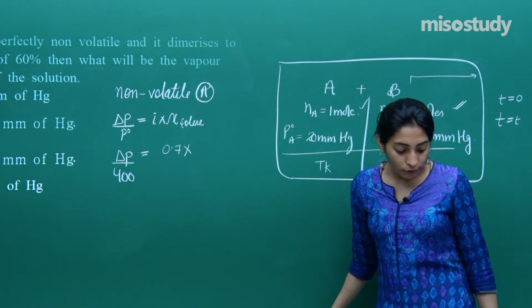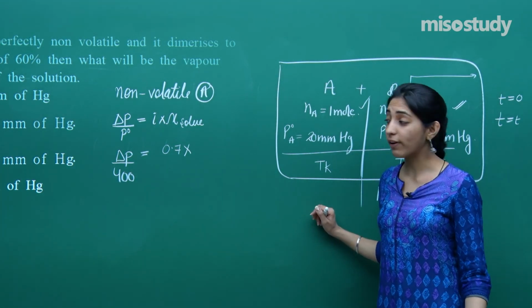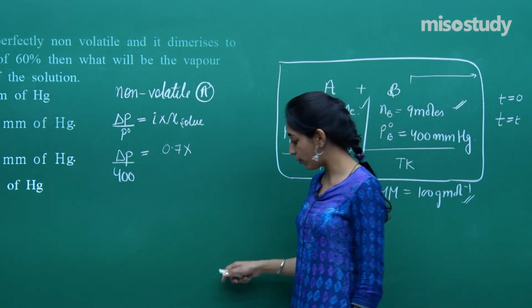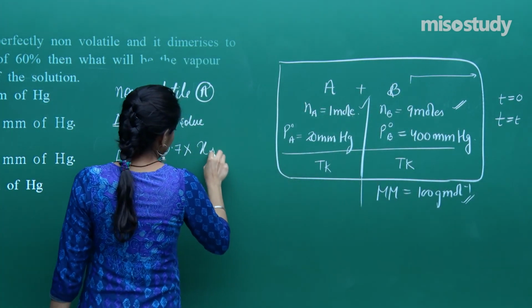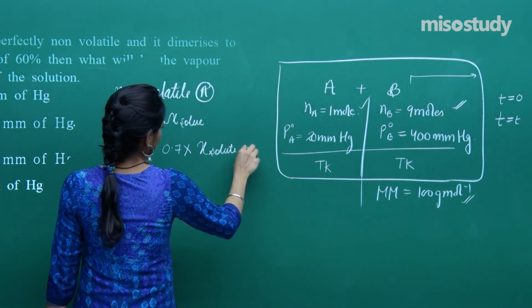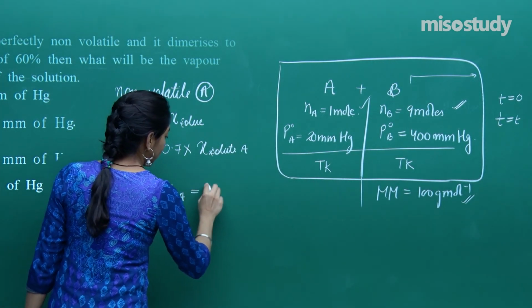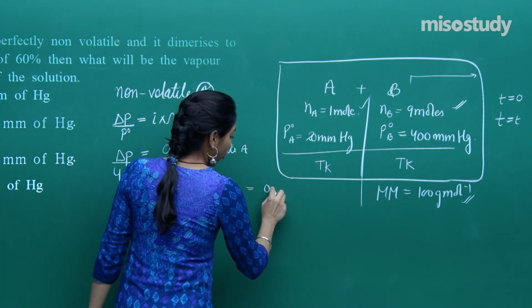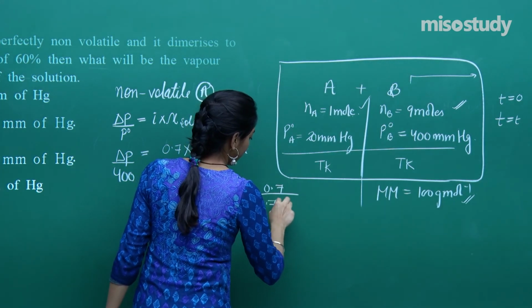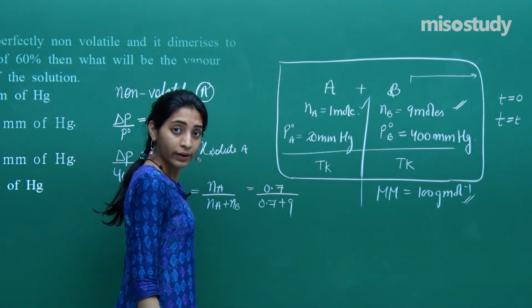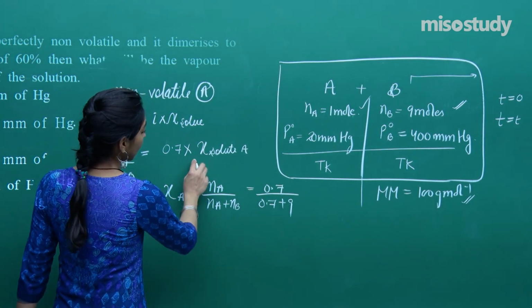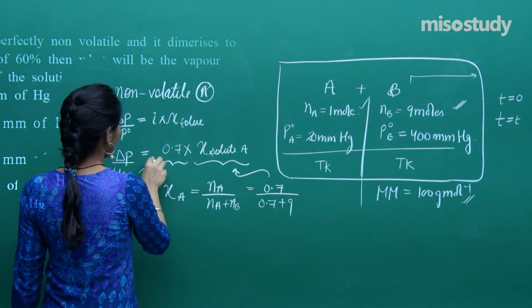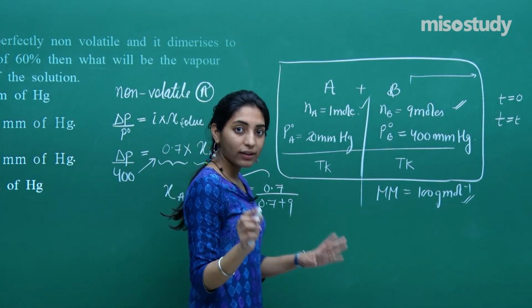multiplied by, once again we need to calculate the mole fraction of solute. So how to calculate the mole fraction of solute, which is A. So don't you think mole fraction of A is number of moles of A divided by number of moles of A plus number of moles of B? Now number of moles of A are just 0.7 divided by 0.7 plus 9. Okay, so here you will do the calculation and you can substitute it here. I value is already given to you. You can take the 400 there. You will get the value of delta P.